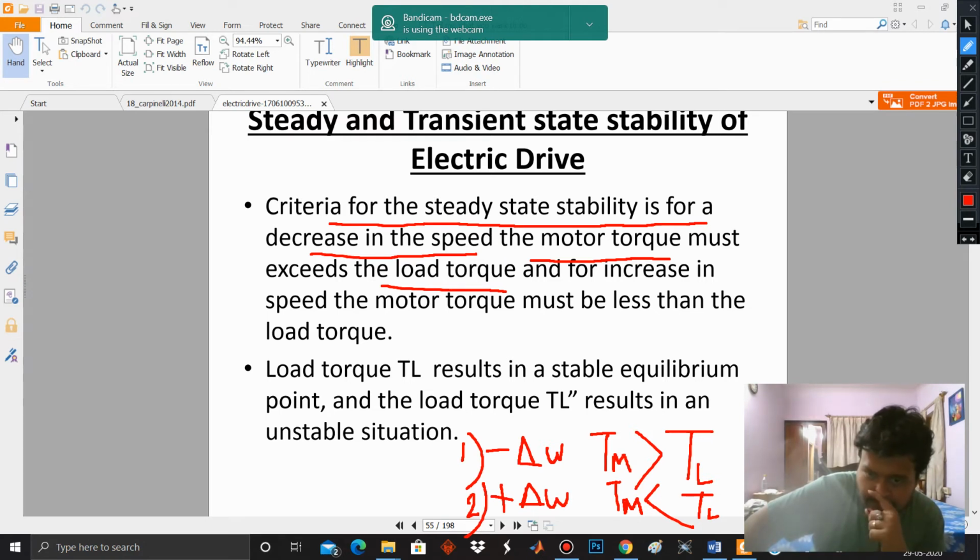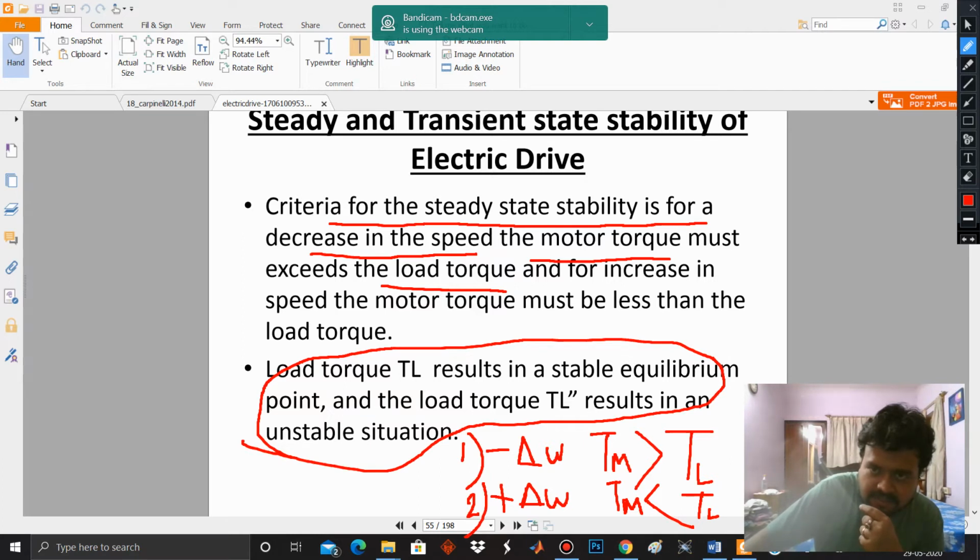So the load torque tau L results in an equilibrium point, and the tau L double dash results in the unstable situation. These points will be observed in the next figure. So it will be explained in the next figure. So let us see this.